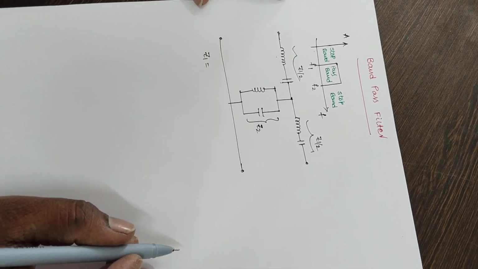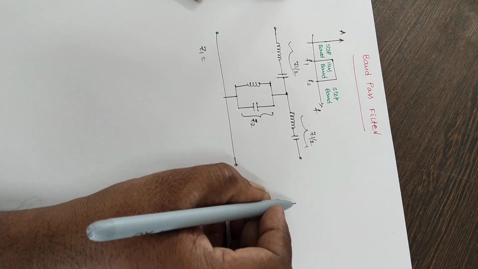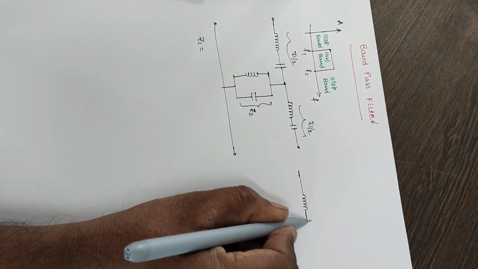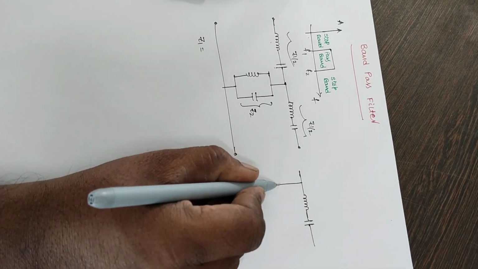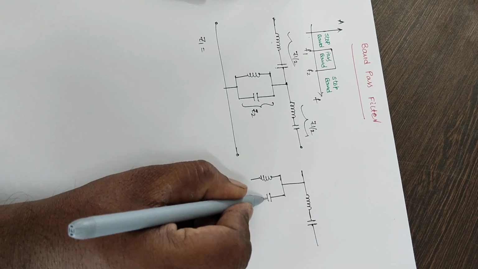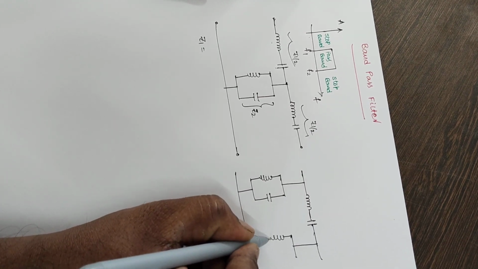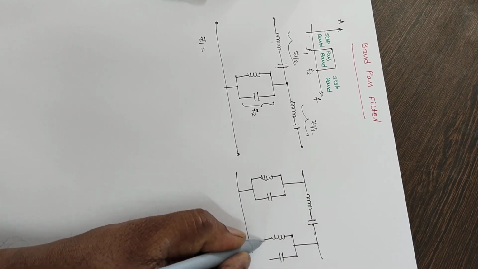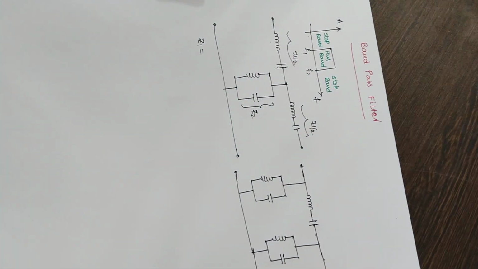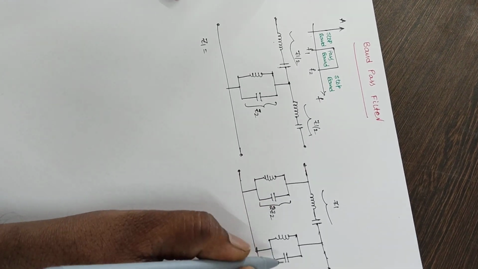In the T type of network representation in filters, we can represent the series branches like this and the shunt branches like this. Coming to the pi type of network, here the series branch is represented with a series LC resonant circuit, and the shunt branches are represented with parallel resonant circuits like this. This parallel LC circuit will have some resonance frequency omega naught. Here it is Z1, and these are 2Z2, 2Z2.